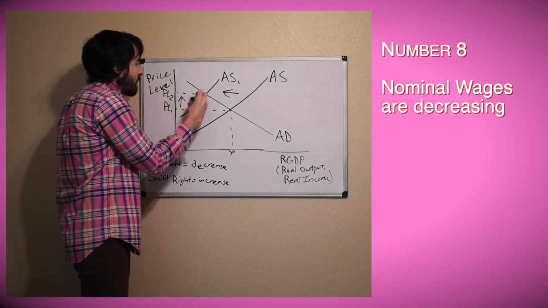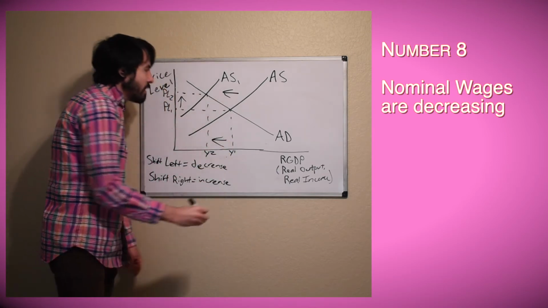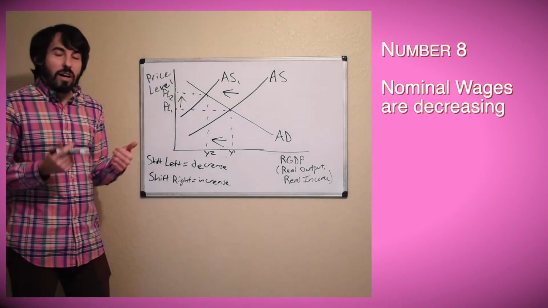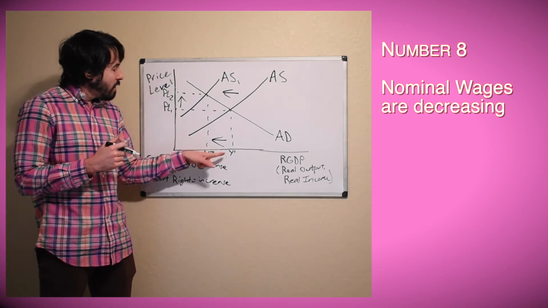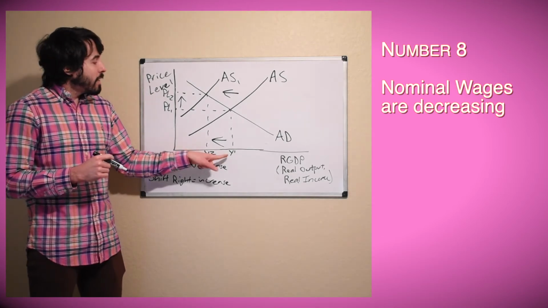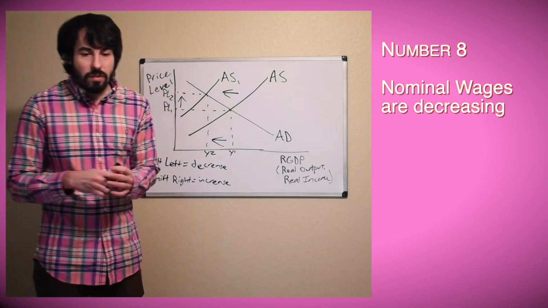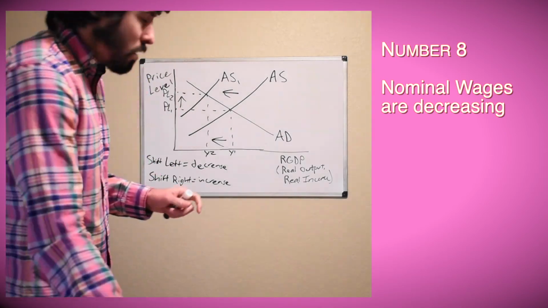Price level has gone up, and real GDP decreases. So our price level is higher. Prices have increased, but our real GDP has decreased. So our real income is down, and because real GDP is decreasing, unemployment is going up. All right, we'll do one more.